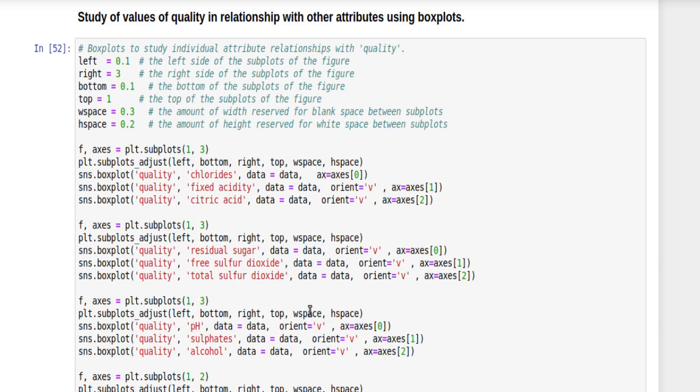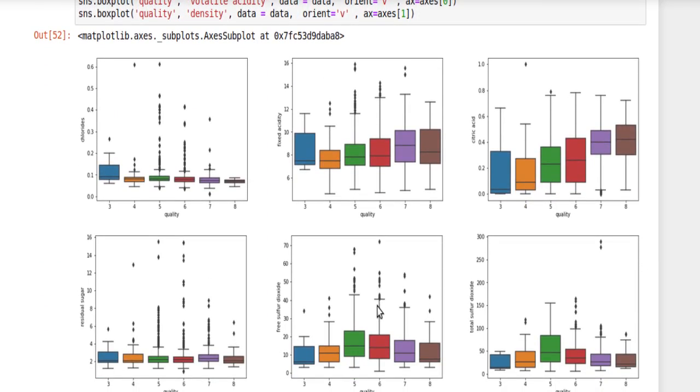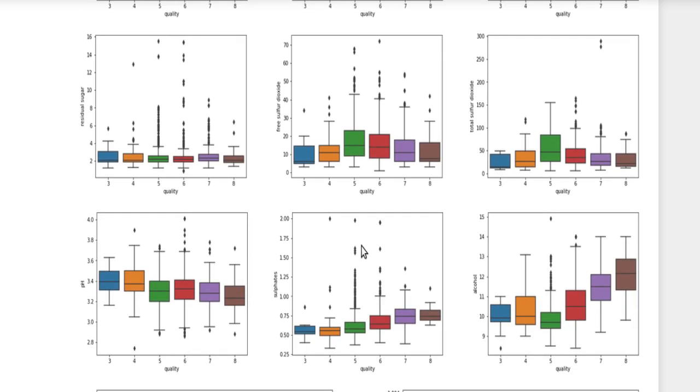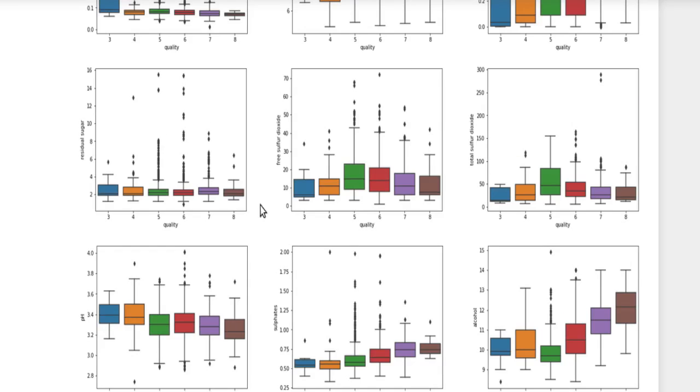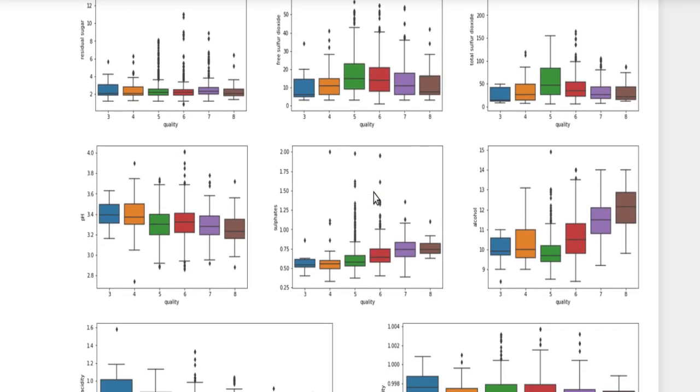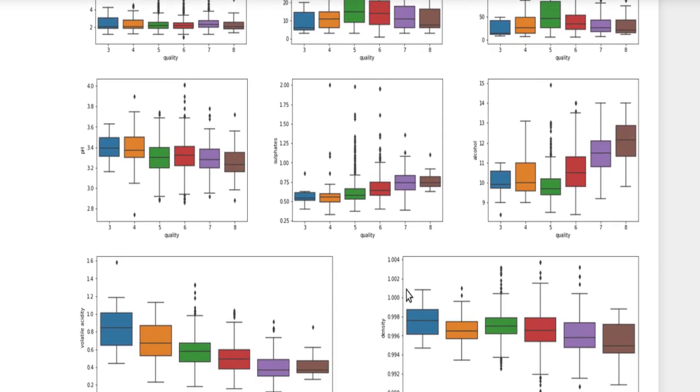Now here we have box plots to study each attribute's relationship with quality. So you can see here, these are all the box plots. In the box plot for chlorides, you can see that there are so many outliers, and the chloride ranges from 0.08 to 0.2, which is a very small range. In residual sugar also the range is small, and there are so many outliers. The same is inferred in sulfates as well. Other box plots are fine.